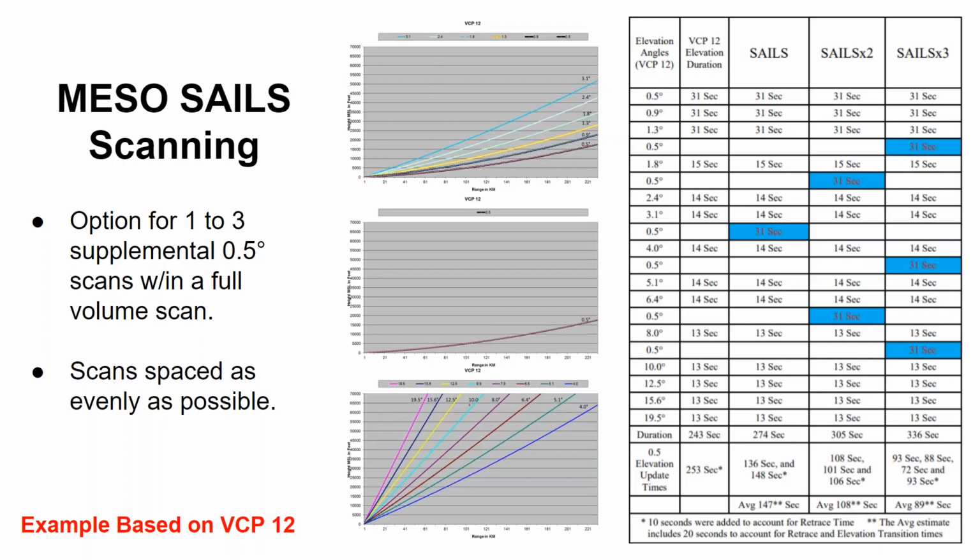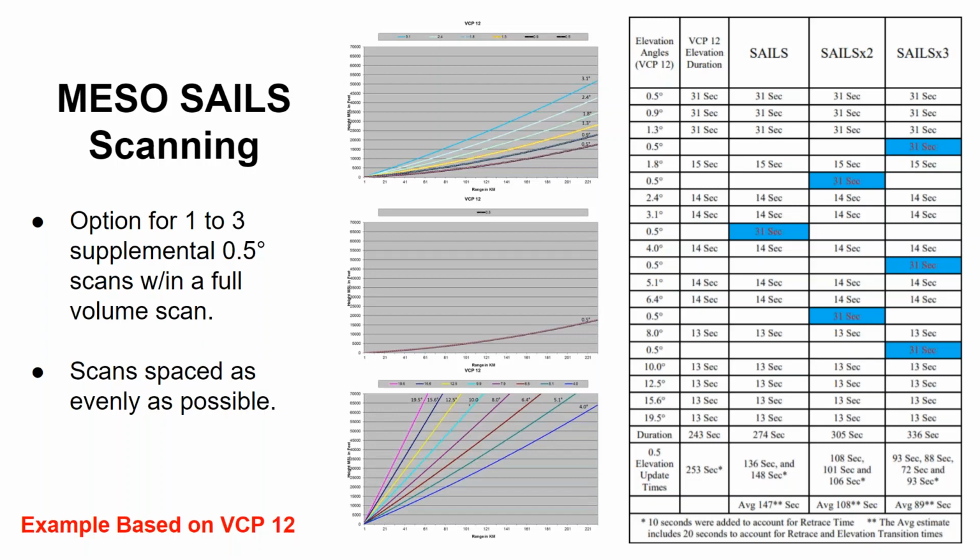You're working that radar hard, but it's to great advantage because you're going to be able to get half-degree elevation updates on a faster cadence, in many cases as fast as, say, a minute 15 seconds to a minute and a half on average, especially for SAILS 3. So that's a great thing. That's a high advantage for 0.5 cuts.